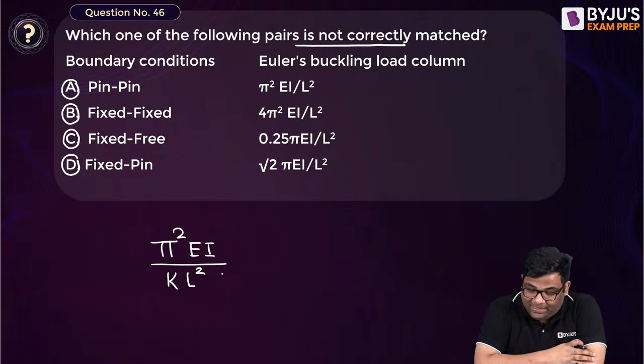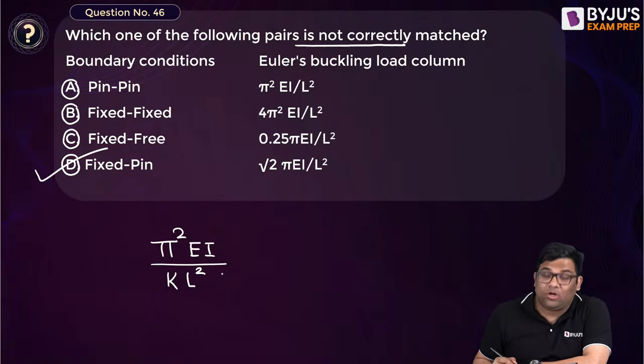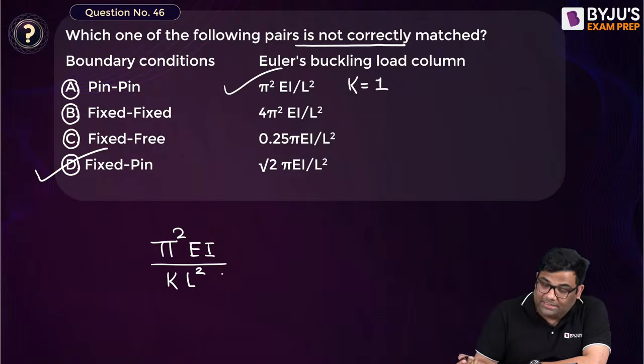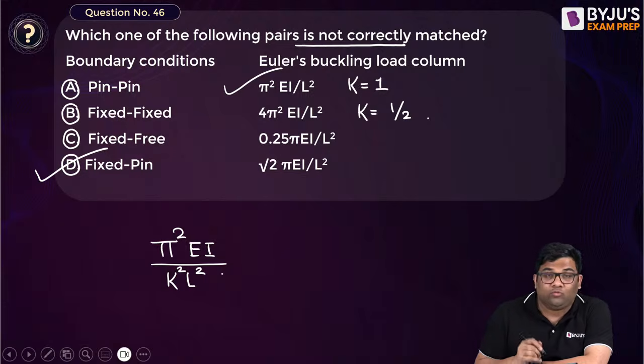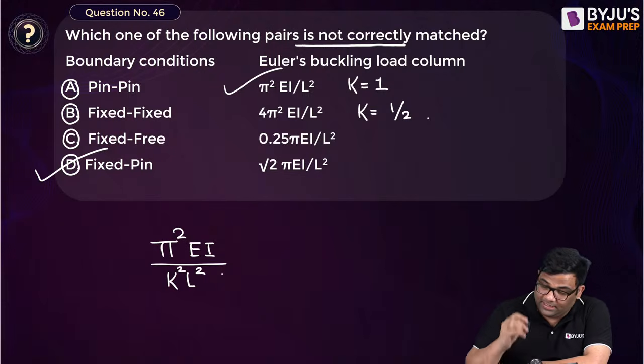Which is not rightly matched? You see here K is equal to 1, so correct. Fixed means K is equal to 0.5, or 1 by 2. So 1 by 2 squared gives 1 by 4, so 4. This is correct.